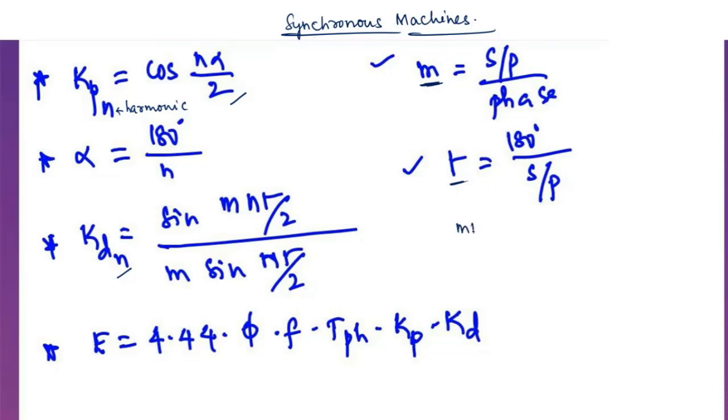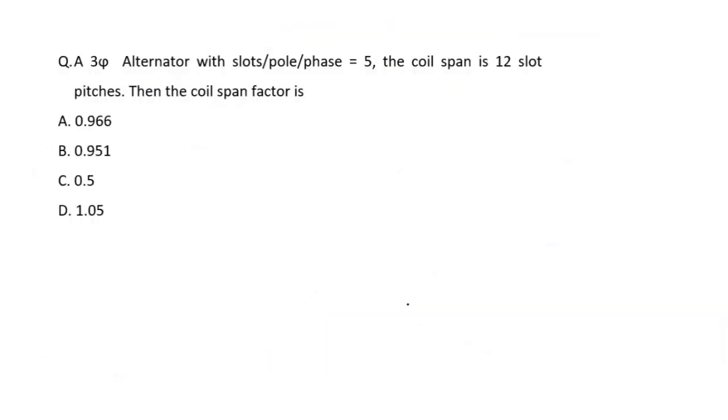Now m gamma, you'll get it as 180 by number of phases. This is what we call phase spread. Now, once you get all these KD, KP, then you can substitute in the EMF equations and solve the per phase EMF equation. So be careful. Sometimes they'll ask you per phase EMF equation, sometimes they'll ask you line to line value. Look at the connection, whether it is delta connection or star connection, and go ahead with that one. If it is two-phase connection, root 2 times phase value. If it is star connection, root 3 times phase value. If it is delta connection, simply line value equals phase value.